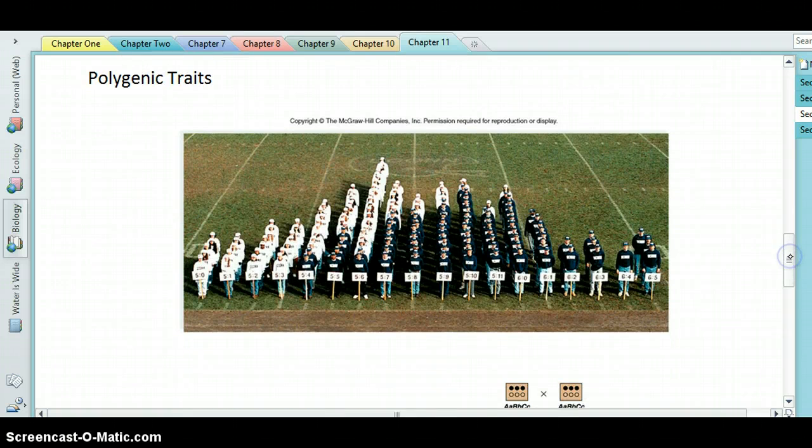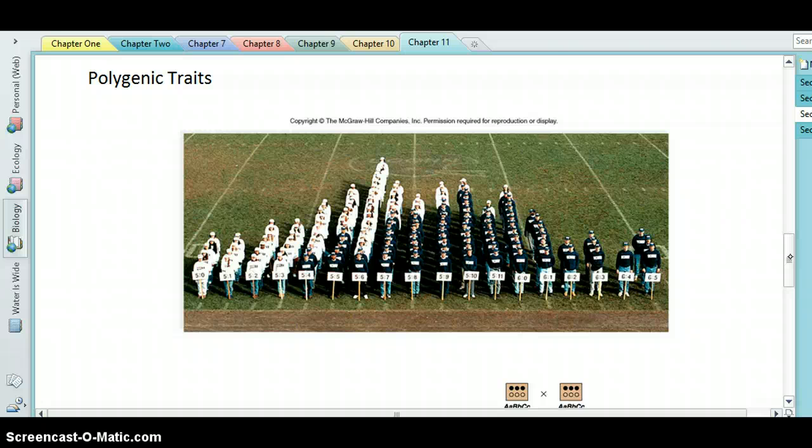All right, and now some traits, the ones we've been talking about up till now, are due to a single gene. There's a single gene that influences blood type. There's a single gene that influences the flower color in pea plants or the seed shape in pea plants. But there are traits that are due to more than one gene. Often they're due to several genes.